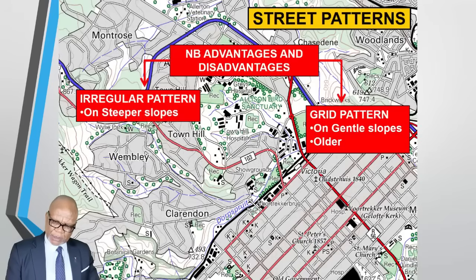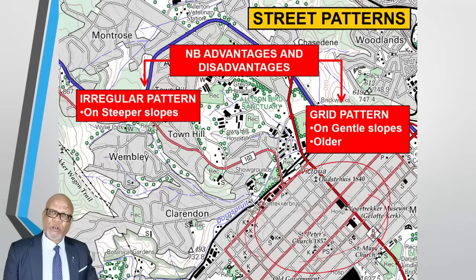So this is the grid pattern, the gridiron pattern. The gridiron pattern is a characteristic of an older settlement. How do you tell it's an older settlement? You can see there's a monument here. It's showing you that it is older.